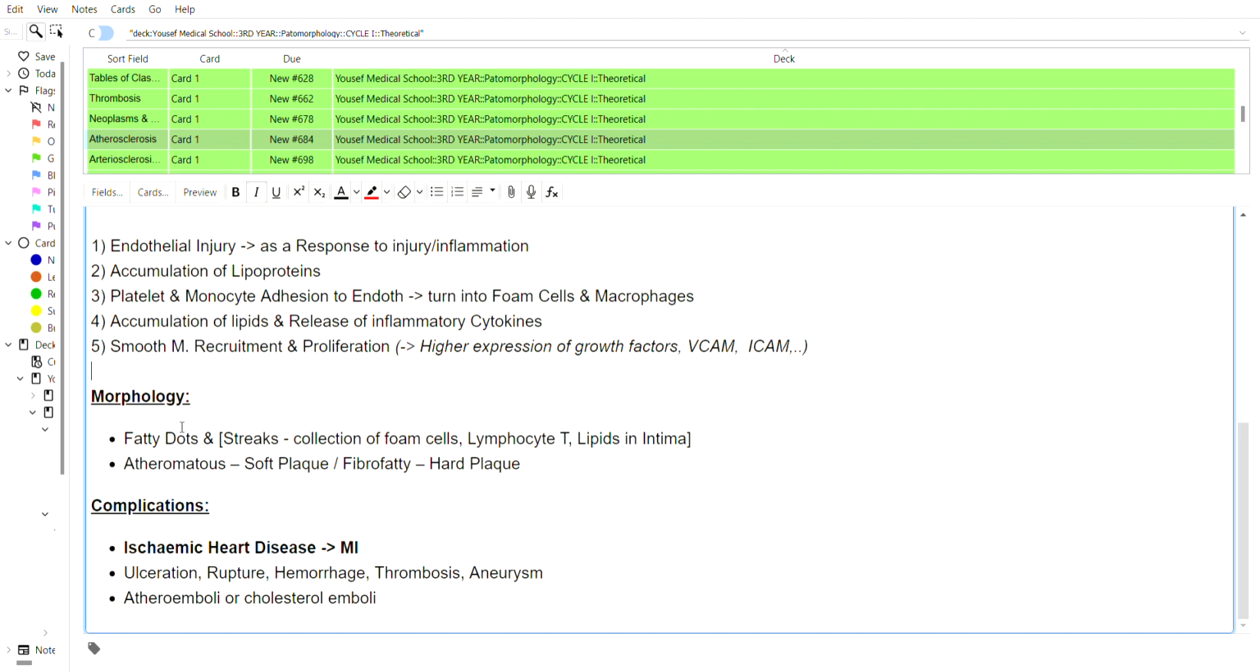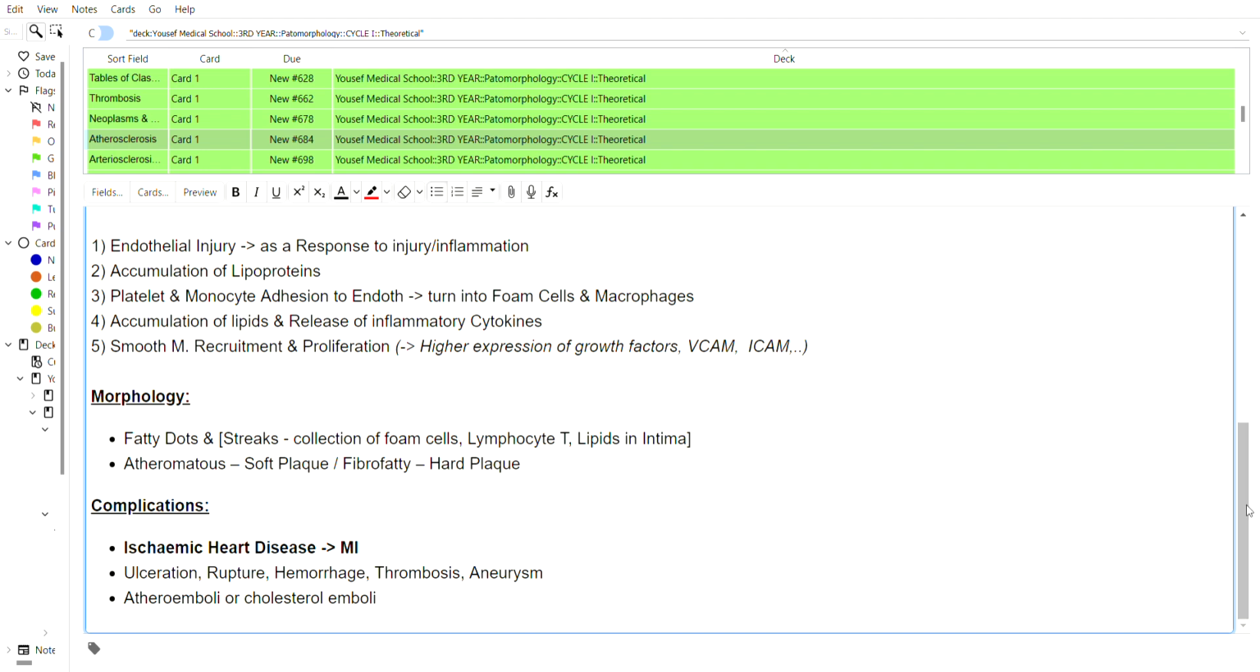So how about the morphology? We see two things. We see fatty dots and streaks. The streaks are a collection of foam cells, T lymphocytes, and lipids in the intima. And the atheroma can be either a soft plaque, and if it's a fibrofatty plaque, as we call it, we can describe it as having a hard plaque.